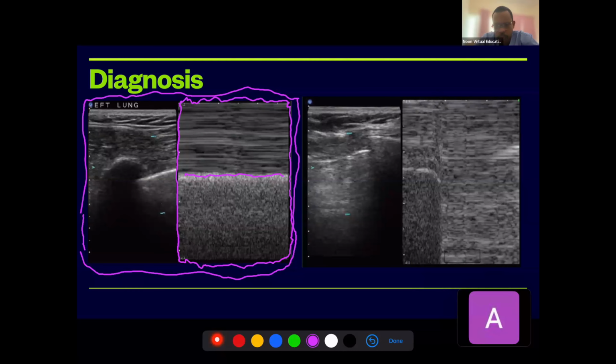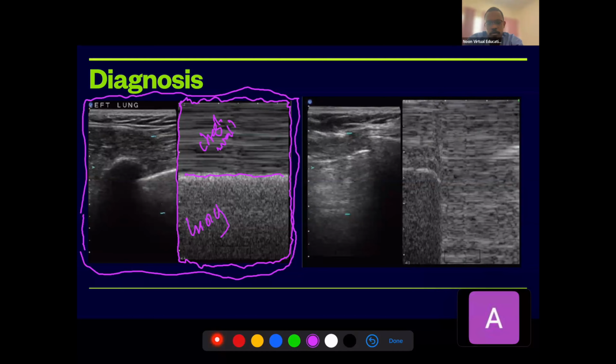Okay. Anyway, this is the lung tissue. This is the lung, and this is the chest wall. Okay. This is the normal. It is so easy, so easy.